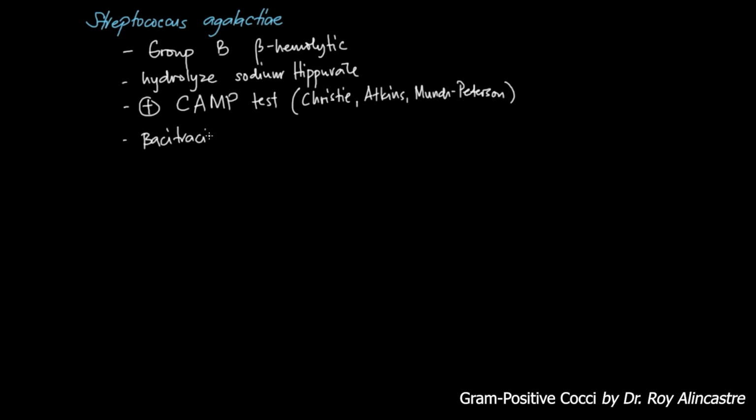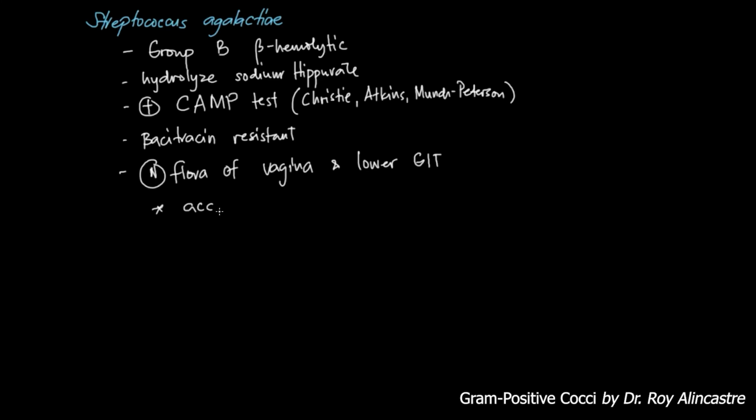Contrary to group A strep, group B strep are bacitracin resistant, and they are actually part of the normal flora of the vagina and lower gastrointestinal tract in some women. But during pregnancy and childbirth, this bacteria can gain access to the amniotic fluid or colonize the newborn as it passes through the vaginal canal. Okay? Group B strep produce disease in around 2% of these events.